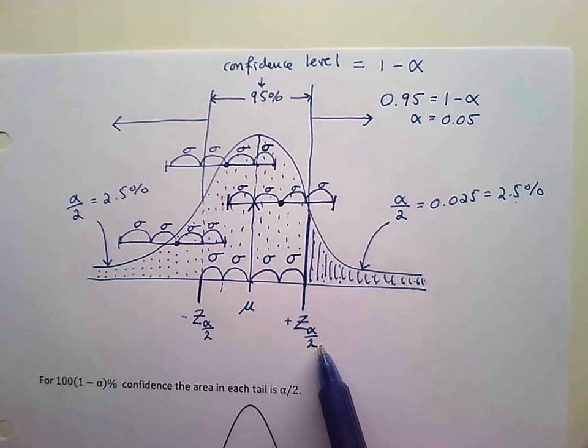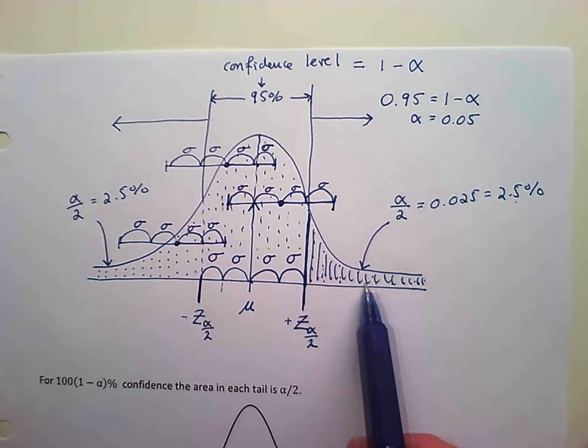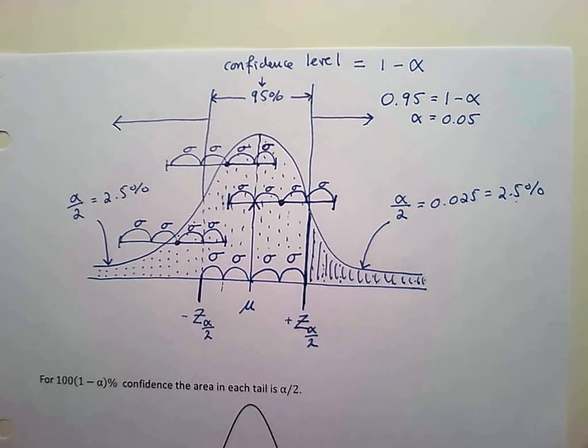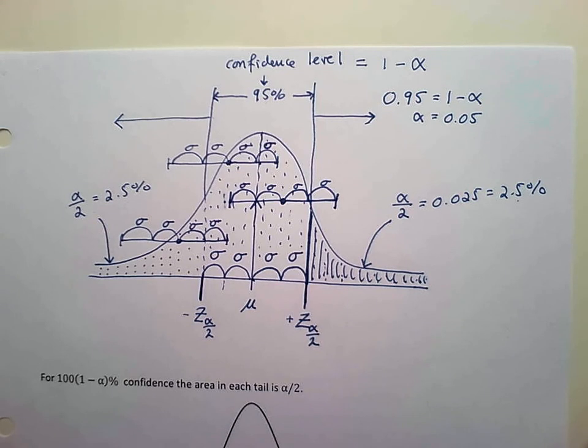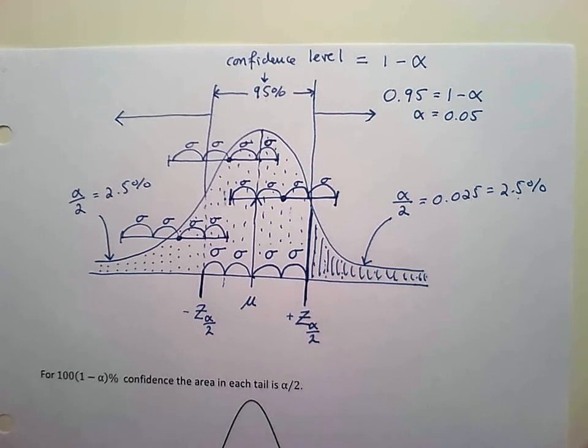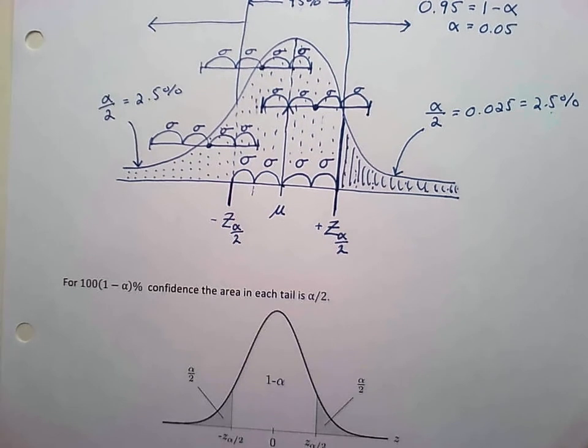But right now, I'm trying to make sure that everybody's clear with how we got this alpha divided by 2. It's really just a notation thing to signify the fact that we have alpha divided by 2 in these tails.